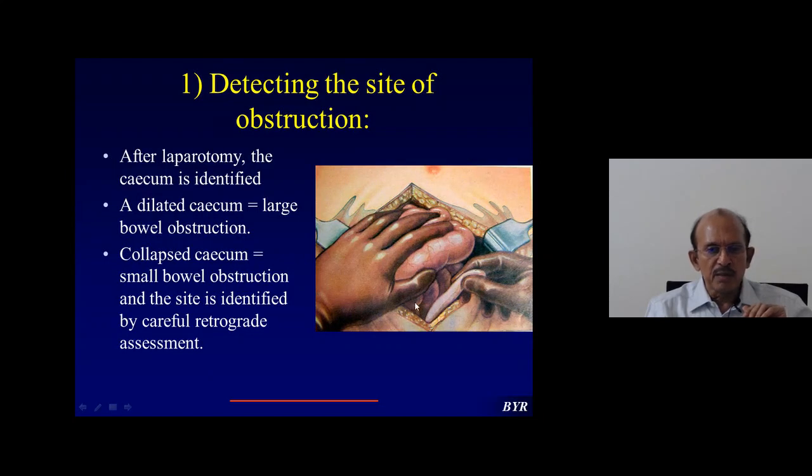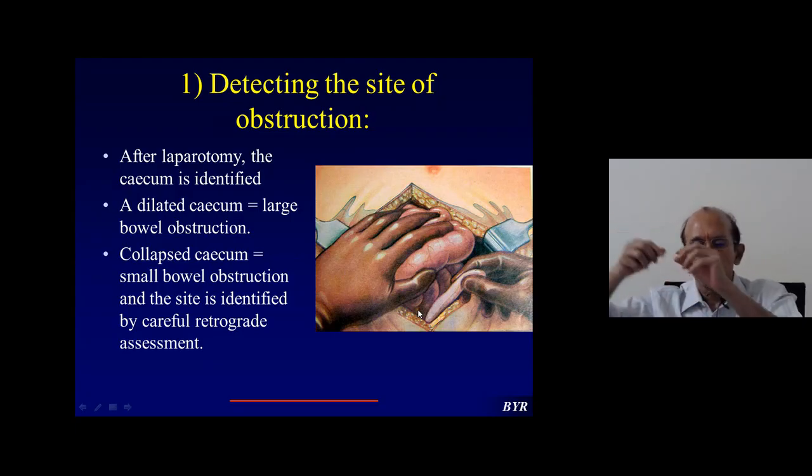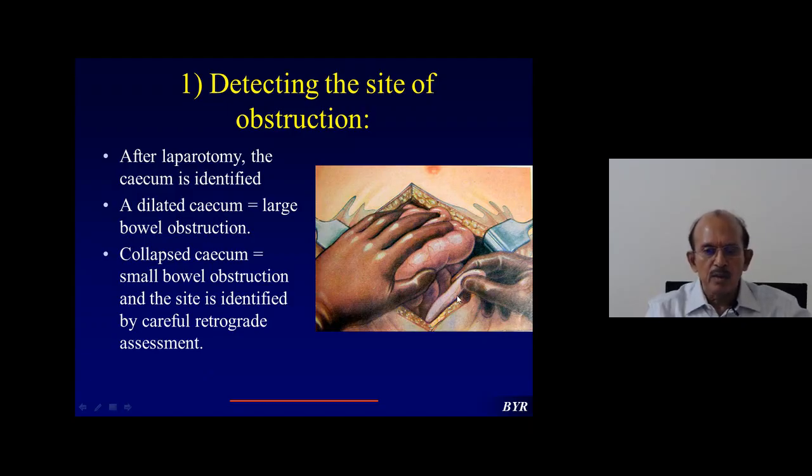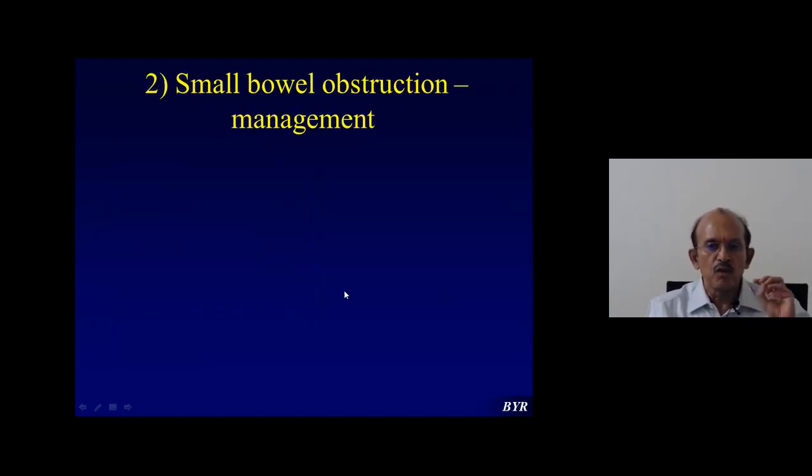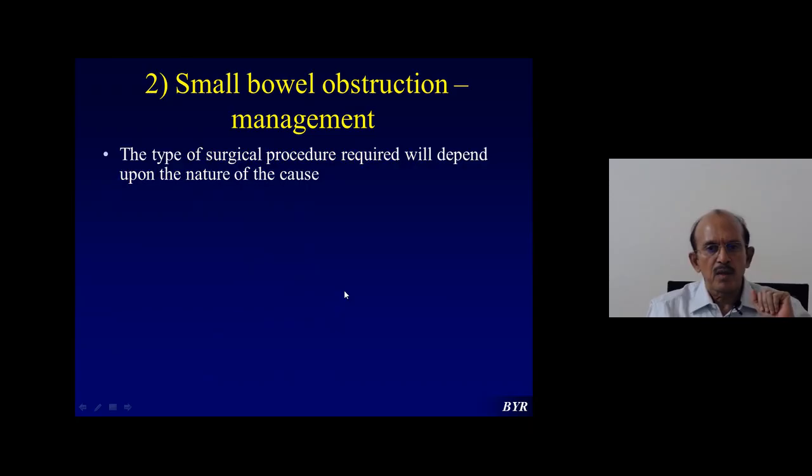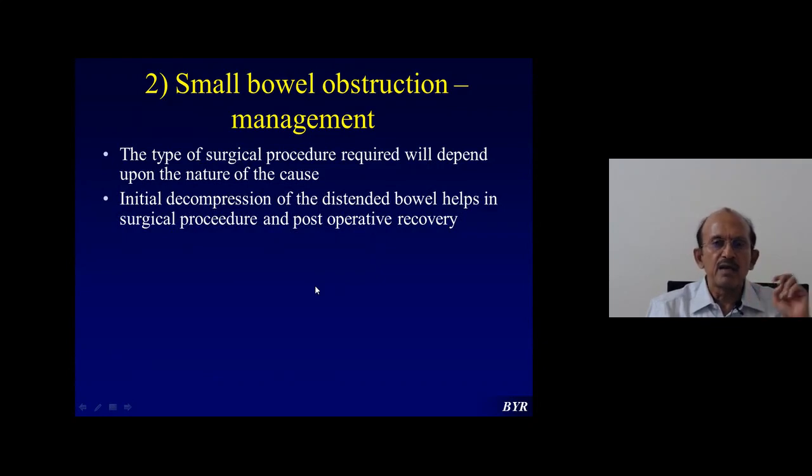So if a collapsed cecum is there, then what should you do? You should follow the ileum at the ileocecal junction, take out the ileal loop and then go like this proximally. That means you are holding the collapsed loop. So hold the collapsed loop and follow it proximally. That will lead you to the obstruction. That is how we will go to the site of the obstruction. The type of surgical procedure required will depend upon the nature of the cause. You elucidate the cause and treat the cause.